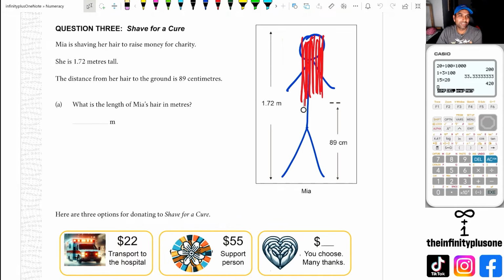All right, so let's have a look at question 3 here. Mia is shaving her hair, 1.72 meters tall. Distance from the ground to her hair is 89 centimeters. What is the length of Mia's hair in meters? So what we're going to do is 1.72 meters minus 89 centimeters, which is 0.89 meters. So that's what we're going to do in the calculator there. So we've got 1.72 take away 0.89.